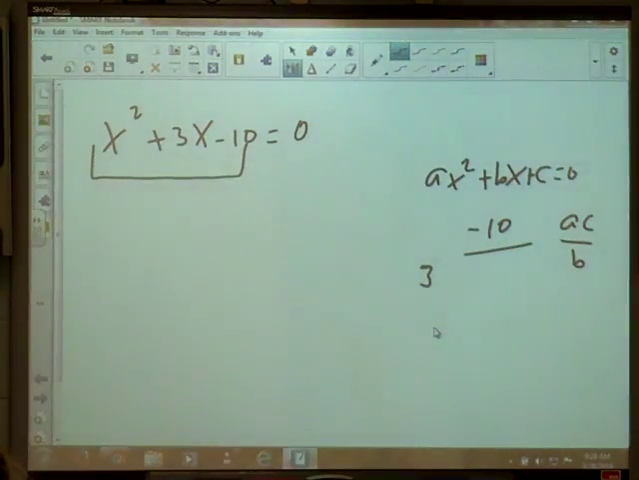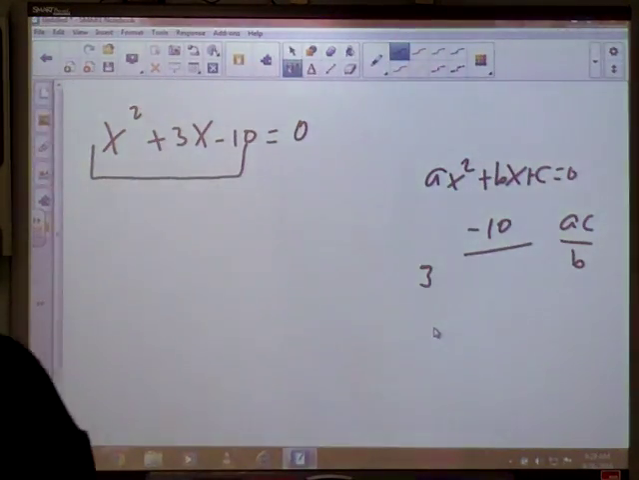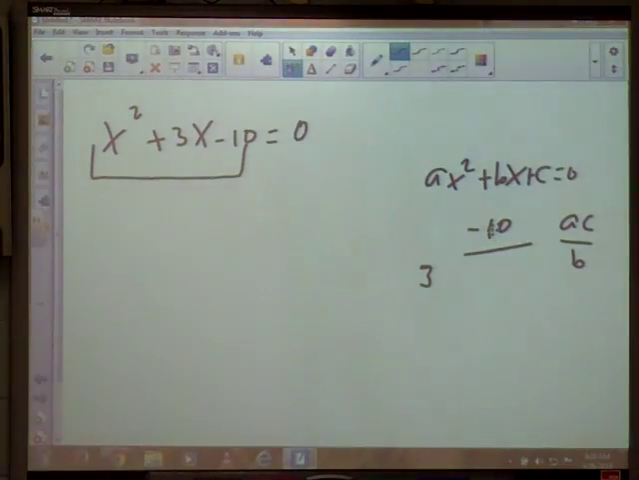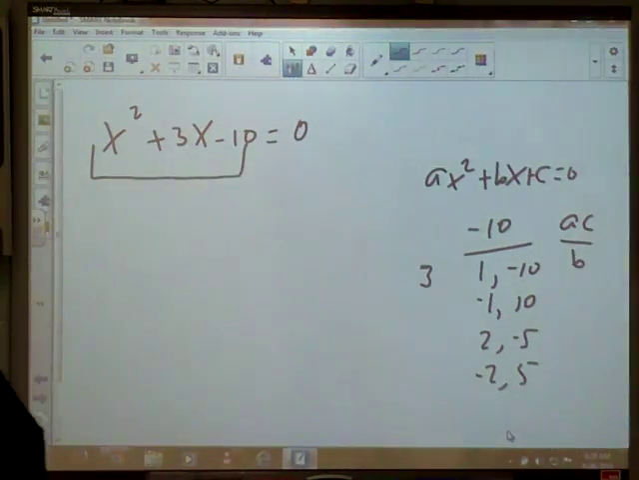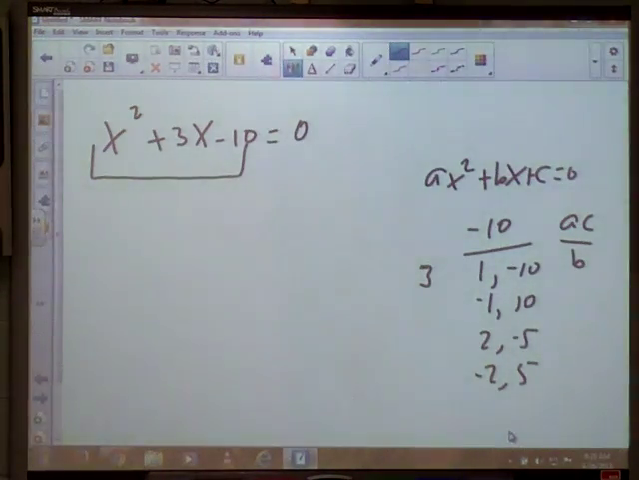Okay, you know them already, but I'm going to go through and show you what I'm talking about. So the factors of a times c have to add to b. Negative 10 could be 1 times negative 10 or negative 1 times 10. It could be 2 times negative 5 or negative 2 times 5. Are there any other ways I could multiply whole numbers and get negative 10? No. Okay, so do any of these pairs add to 3?